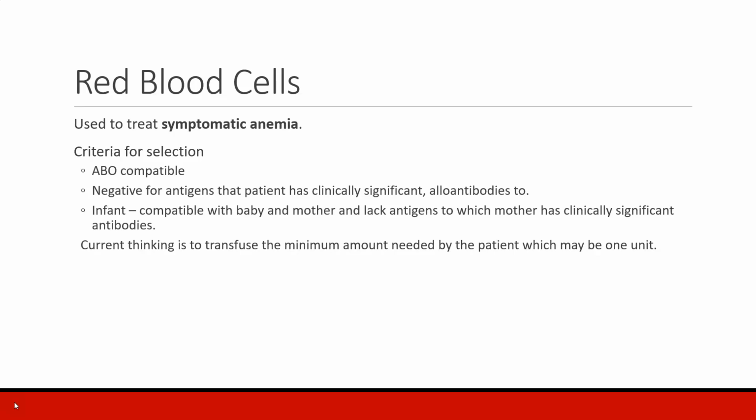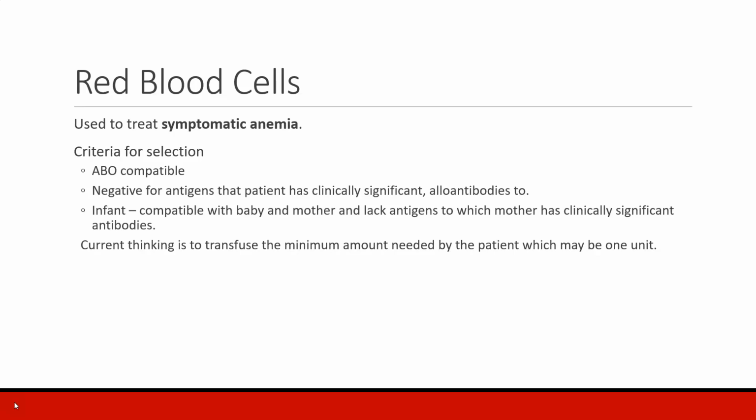What is the criteria for selection? ABO compatible. So this is for red cells, which is the universal donor, group O. It must be negative for antigens that patients have clinically significant allo antibodies to. And this is why it is so important that you correctly identify allo antibodies. Once you identify, for example, an anti-Big E in that patient's serum, for the rest of their life, they must get Big E negative blood, which adds a lot to the price of that transfusion.